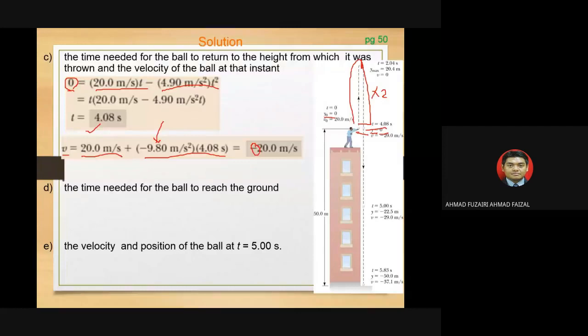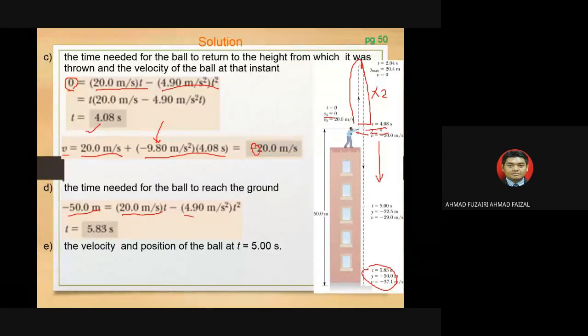Alright, so now look at question D, the time needed for the ball to reach the ground. The question asks to find t right here. Okay, so you can use the equation delta y equals v naught t plus half a t squared. Again, we use delta y equal to negative 50 meters because y is negative below zero, meaning that this is your reference point here. y equals zero. Anything above zero will be positive, below zero will be negative. So that's why your delta y will be negative 50 meters. By calculating this, you can find t equal to 5.83 seconds.